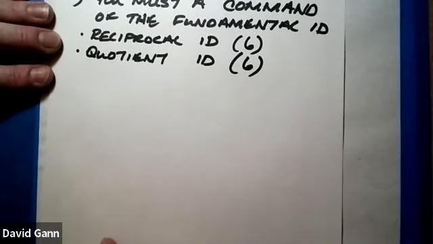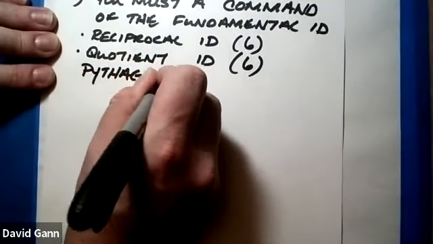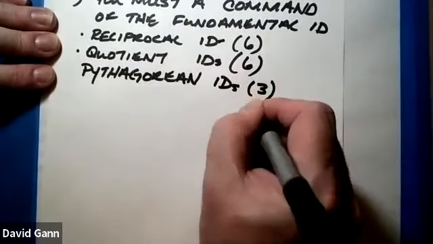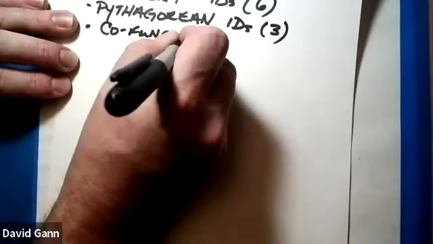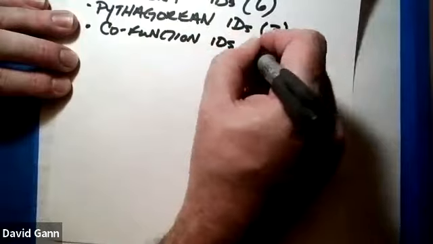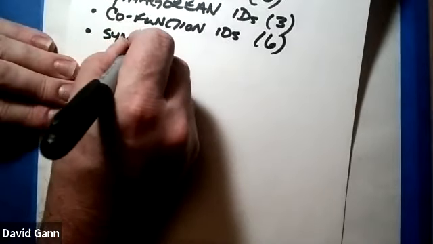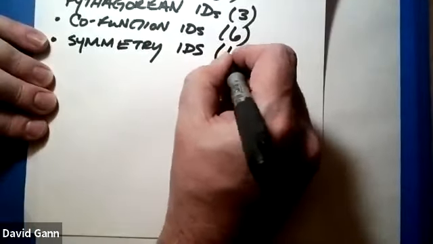After the quotient identities, we have the Pythagorean identities, and there are 3 of them, right? Then we have the so-called cofunction identities. I believe that there are 6 of those. And then the final set of fundamental identities that we talked about were the so-called symmetry identities, which are where you have negative signs in arguments. And there are 6 of those as well.